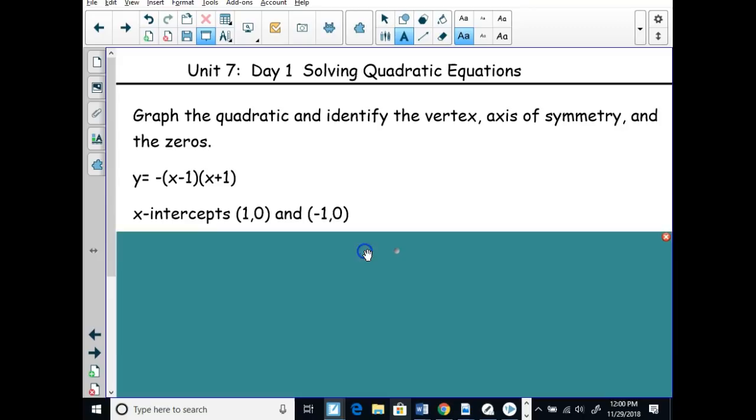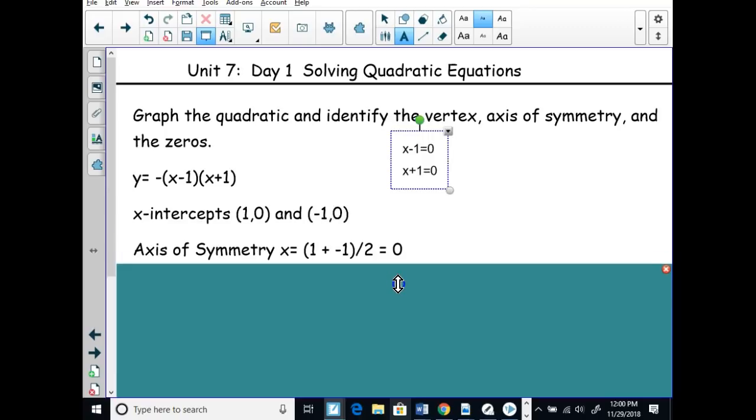The first thing I'm going to do is find my x-intercepts. How do I find my x-intercepts? This is all review for you right now. I'm going to take each factor and set it equal to 0. So I have x minus 1 is equal to 0 and x plus 1 is equal to 0. I'm going to solve for x there. When I solve for x here, I get 1, so 1 comma 0. When I solve for x here, I get negative 1 comma 0.